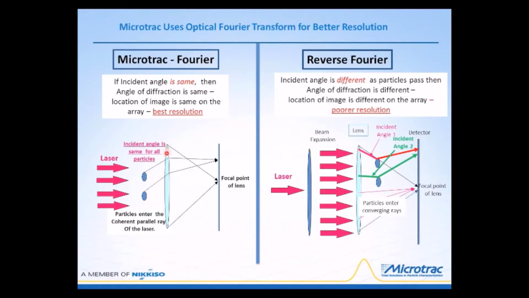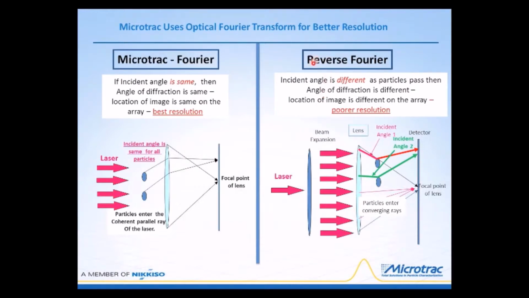Now, using a Fourier lens, that light is captured and focused onto this location. And it will be at this location regardless of the location of the particle in the cell. This provides for very high resolution, and that's the whole purpose of lasers: to give high resolution and remove broadening of light scattering patterns.